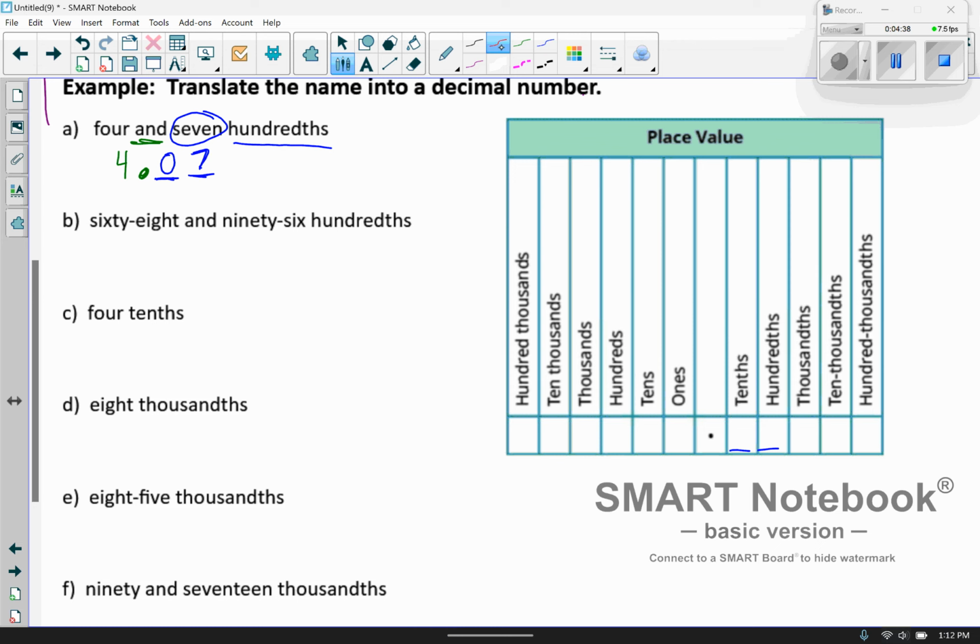Okay, looking at our next one right here, we have 68 and 96 hundredths. Okay, so once again, my decimal point, I'll just put it right here at the and. So let's see, 68, that's pretty easy. We'll just write 68. And let's see, 96 hundredths. So once again, we're going to have 2 spaces here. And this time the 96 will take up both spots. So there we go. 68.96 is going to be our decimal.